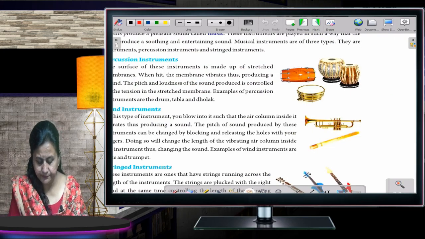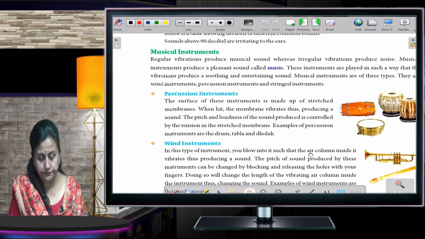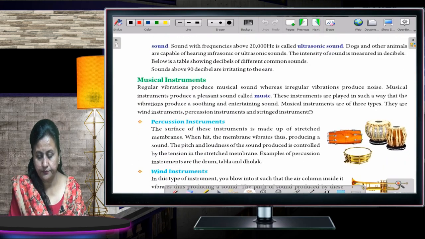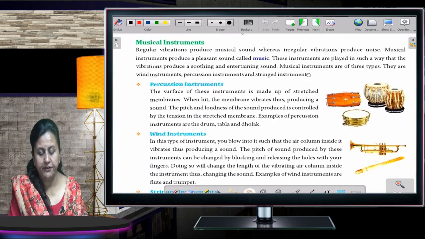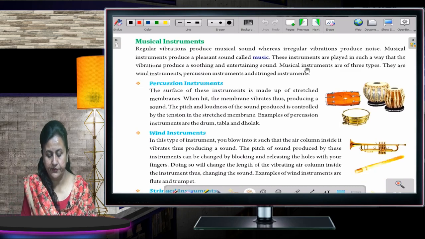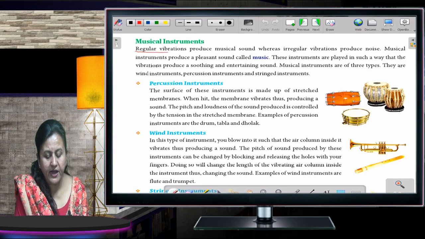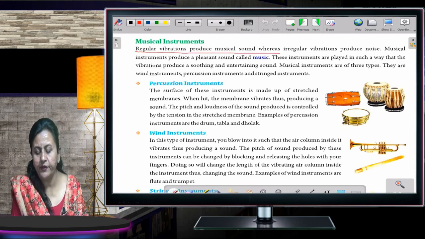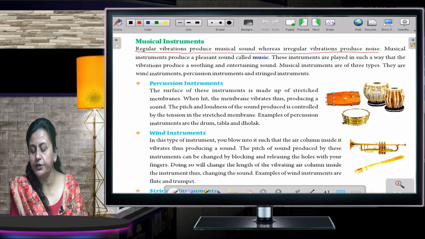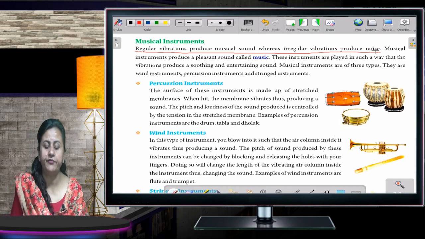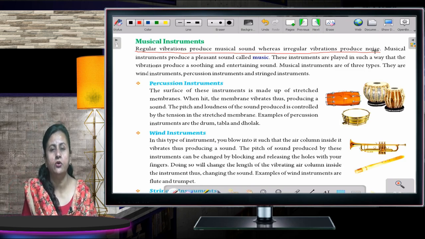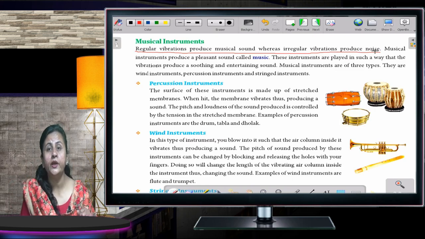Next one, different musical instruments. Regular vibrations produce musical sound, whereas irregular vibrations produce noise. What is the difference between sound and noise? Sound is very pleasant, but noise is very irritating.